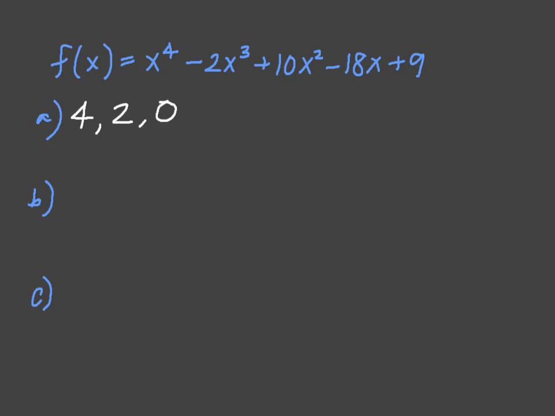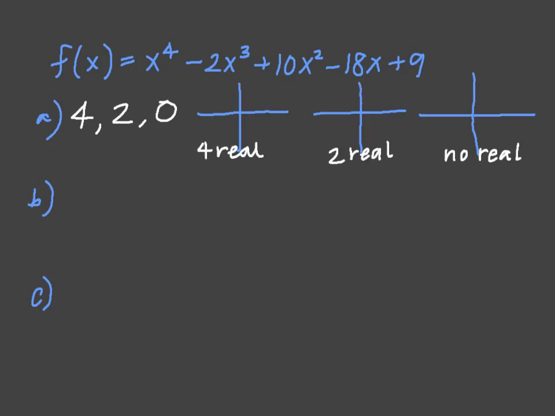So I'll give you a visual of what that would look like. So if you have 4 real zeros, and some of them may be double roots, but I'll just give you an example where you have 4 different zeros. So there's your 4 real zeros. Okay? If we have 2 real zeros, it's going to cross the x-axis twice, and then not cross it twice. And if you have no real zeros, you still have this W shape, but you never cross the x-axis. So if you've got real zeros, it's going to be crossing the x-axis.